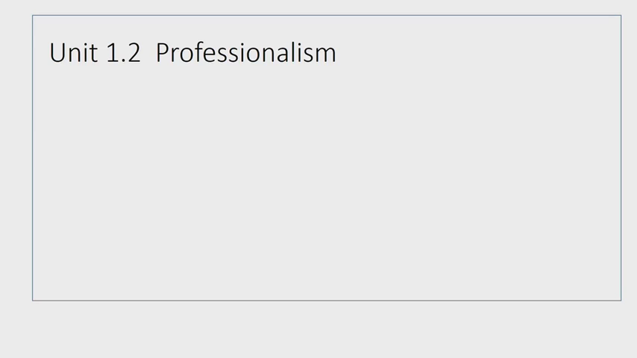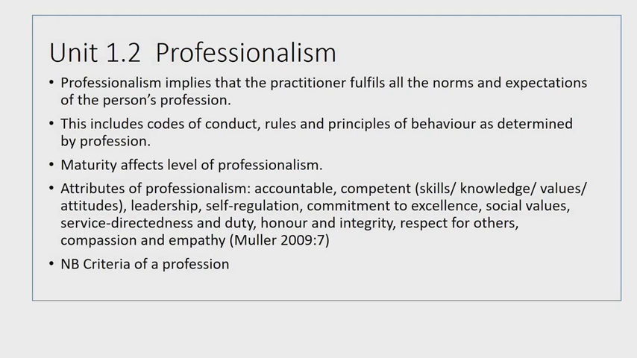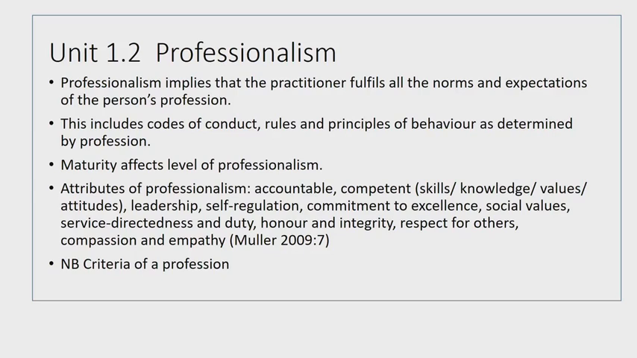That brings me back to professionalism in Unit 1.2, and I just wanted, before I hand it over to Kat, to explain professionalism again from this unit's perspective. Professionalism implies that the practitioner fulfills all the norms and expectations of the person's profession. That means the codes of conduct, the rules, the principles of behavior as determined by the profession. And we must remember that maturity affects the level of professionalism.